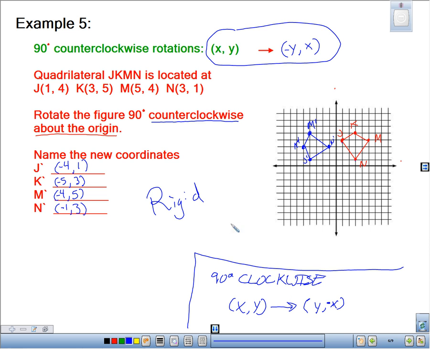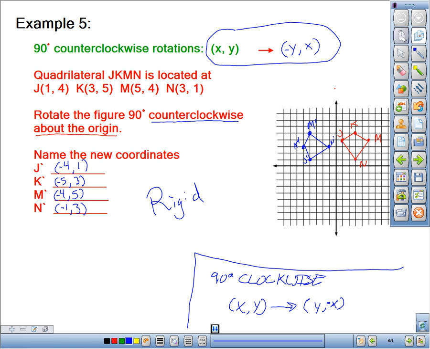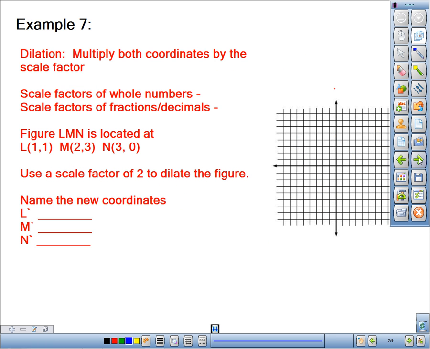All right? So there you go. All the different ways that we're going to rotate this year. Last but certainly not least, we'll talk about dilations in the next video, probably the easiest of all of the transformations to do.